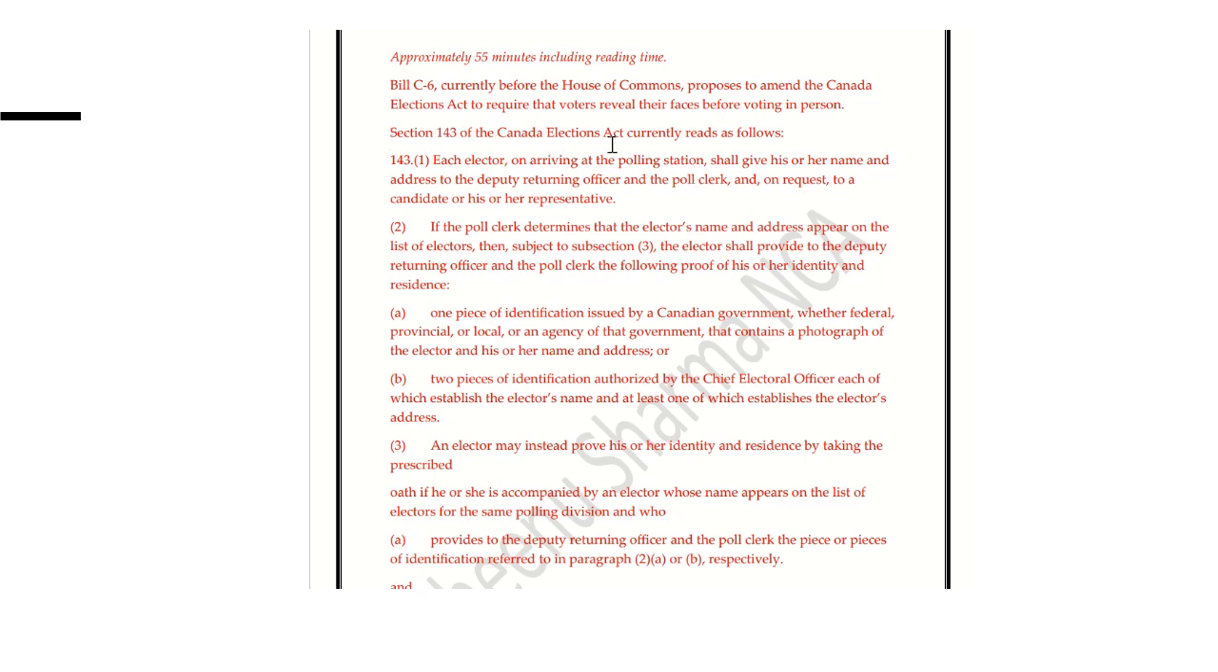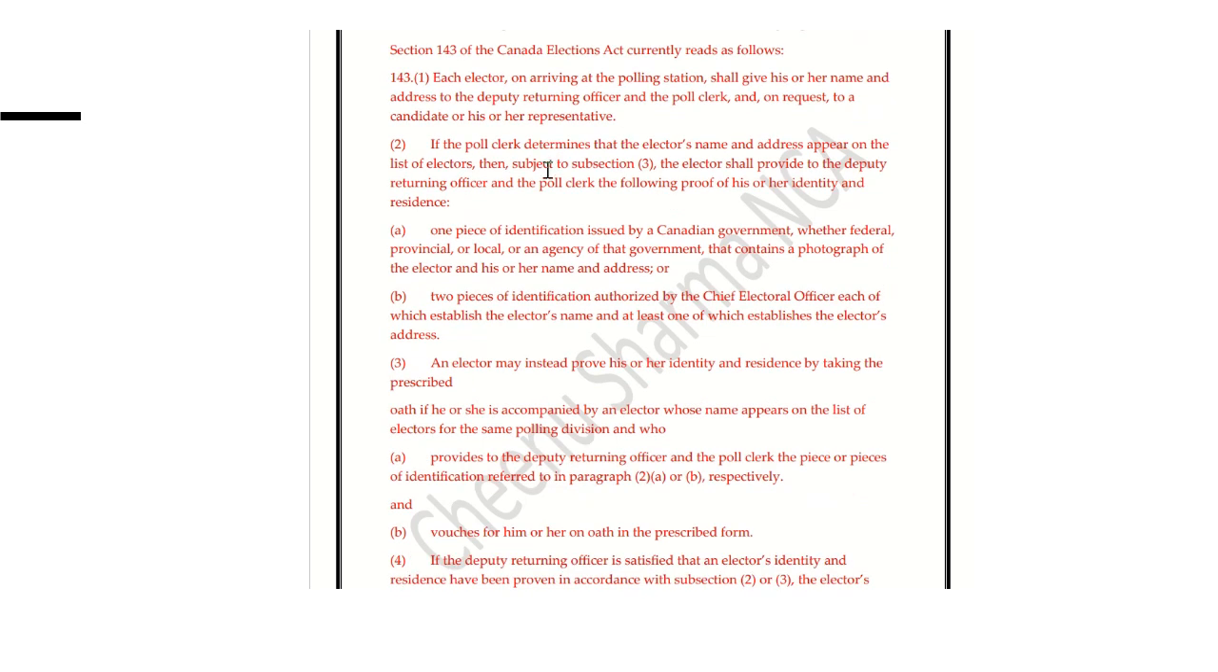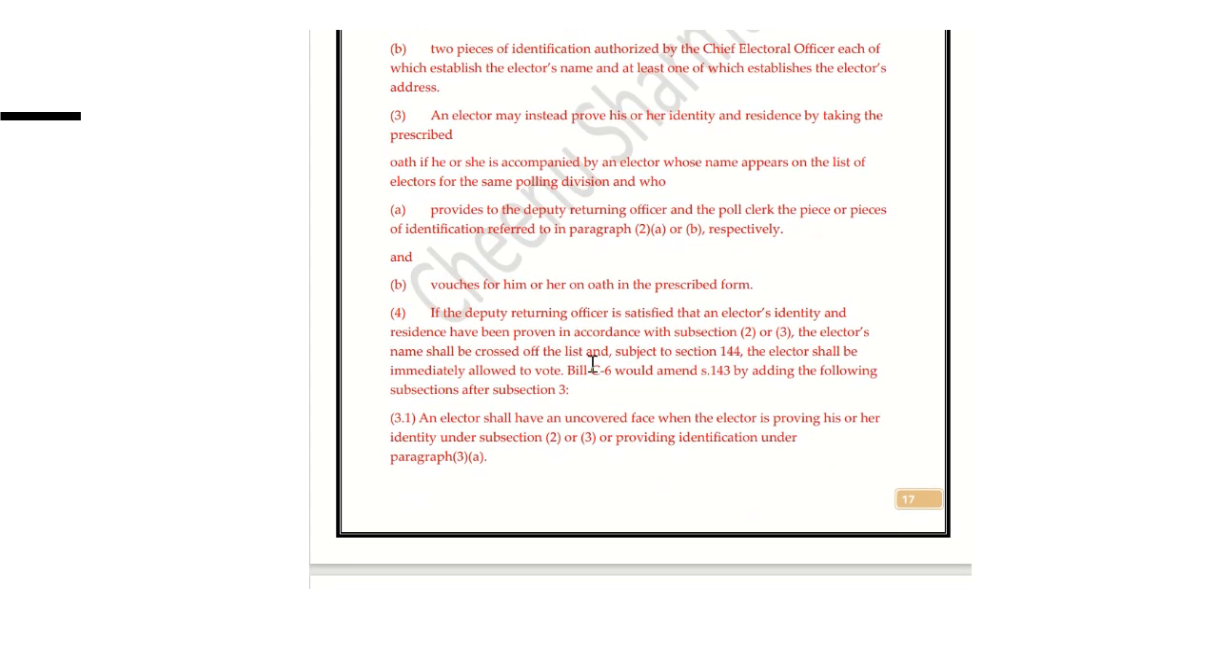Section 143 of the Canada Elections Act currently reads as follows. Each elector on arriving at the polling station shall give his or her name and address to the Deputy Returning Officer and poll clerk, and on request to a candidate or his or her representative. So they have to show their face. Then for proof of their identity and residence, one piece of identification, or two pieces of identification authorized by the Chief Electoral Officer. Then how an elector may prove his or her identity and residence. So these are the other things.